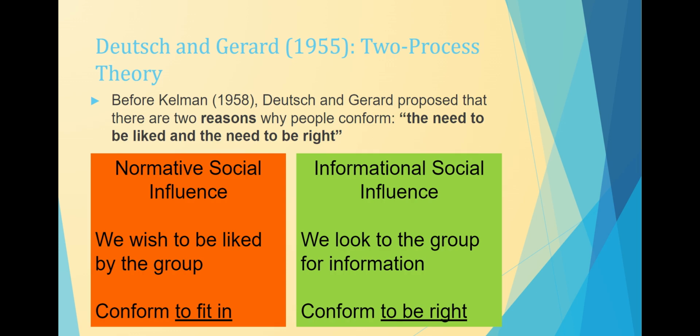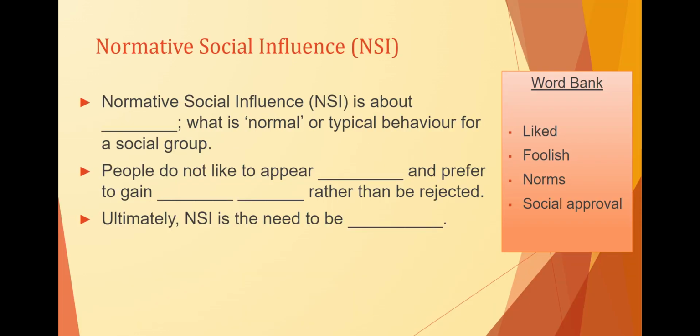We're now going to talk about these 2 different explanations in detail, and this is where we're going to go back to Asch's research. Okay, the rest of the slides are color-coded, by the way, so the orange slides will be all about normative social influence and the green slides will be about informational. So normative social influence. Pause this here and see if you can fill in the word bank to the word fill.